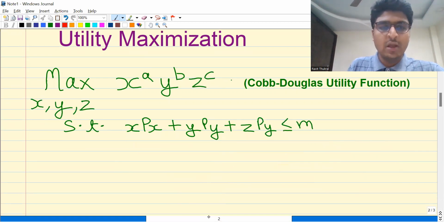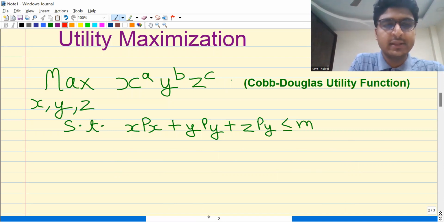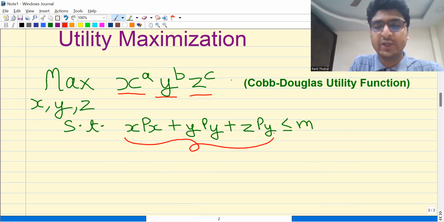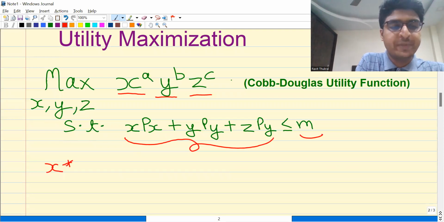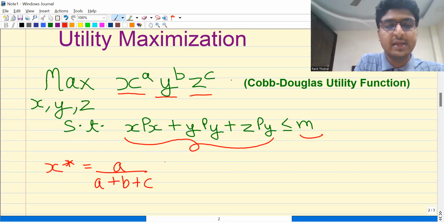So if we extend this and take it for three goods, that is when the function is x to the power a, y to the power b, and z to the power c, where the constraint is that expenditure on all these three goods is less than or equal to income, then in this case the optimal choice of good x will be a upon a plus b plus c, m by px.